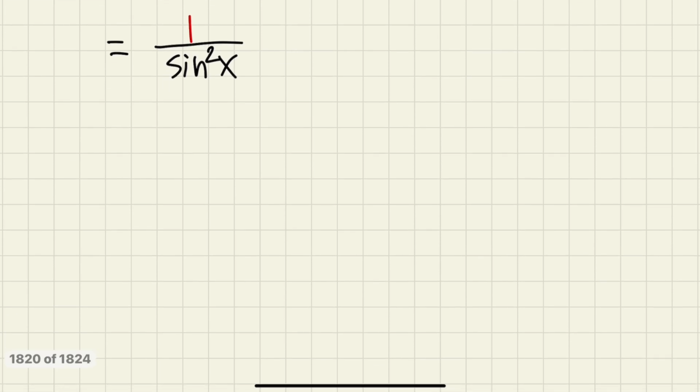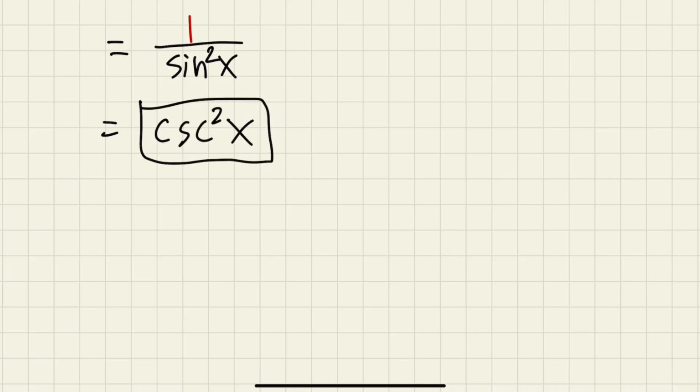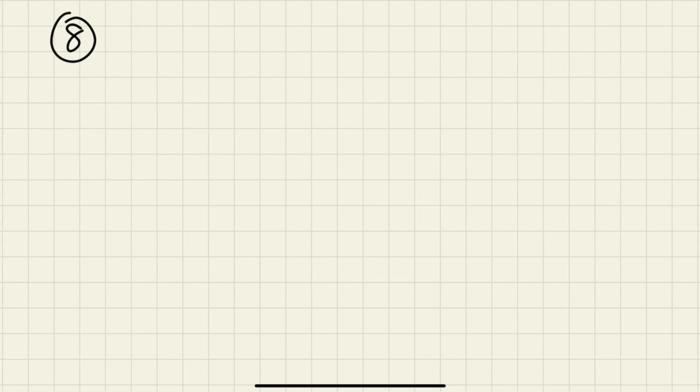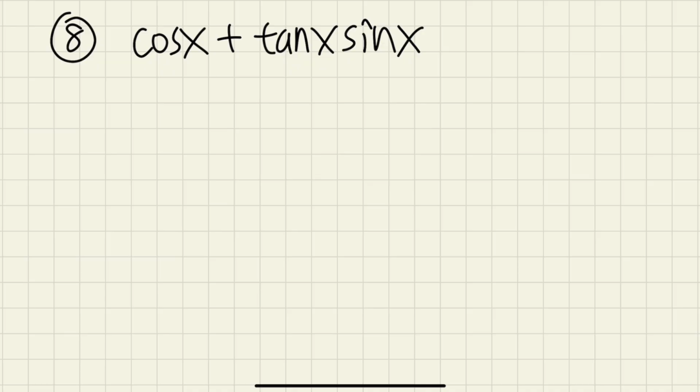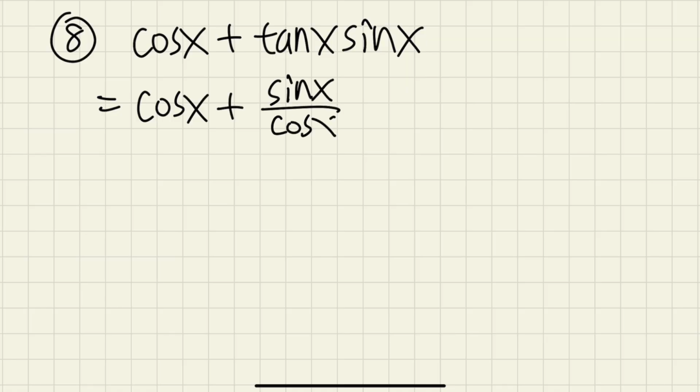Well, 1 over sine is cosecant, and this is to a second power, so altogether that's just cosecant squared x. And that's it. Number 8. We are looking at cosine x plus tangent x times sine x. Okay, tangent, let's just fix that. So here we're looking at cosine x plus sine x over cosine x times sine x.